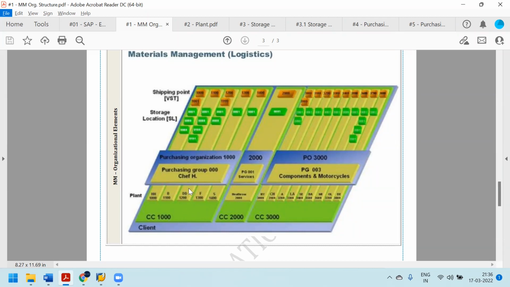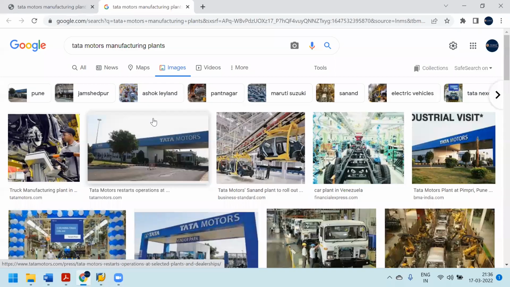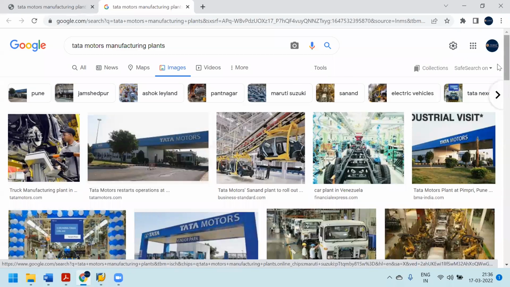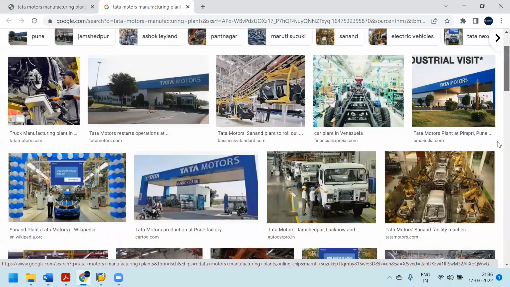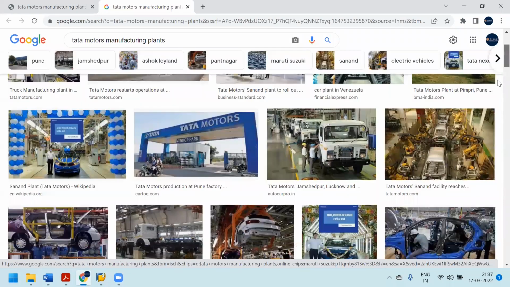And in each company code, we have a number of plants, right? These plants are from the manufacturing point of view. Let's say we are representing Tata Motors with company code 1000. And in this 1000, all the manufacturing facilities of Tata Motors. So if you look at how the manufacturing facility looks like, the manufacturing facilities look like this one.